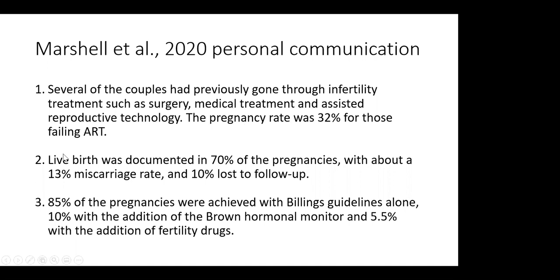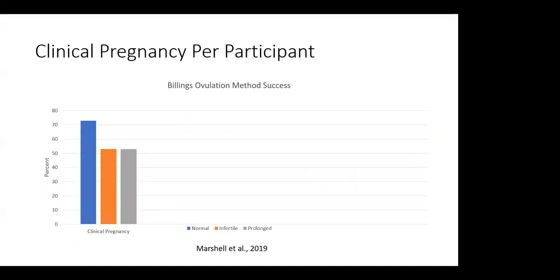Also, I mentioned that the data only reported pregnancy, not live birth. However, they were able to document live birth in about 70% of the pregnancies. They did find about a 13% miscarriage rate, and they lost some couples to follow up, so they didn't know what the outcome was of those pregnancies. So in fairness, you could subtract out the 13% here, and you would see that the pregnancy rate is still, for the normal fertility, 60%, and for the infertile groups, greater than 40%.